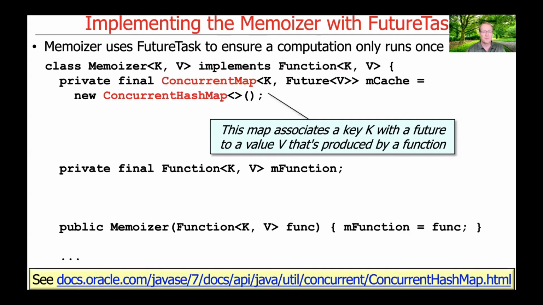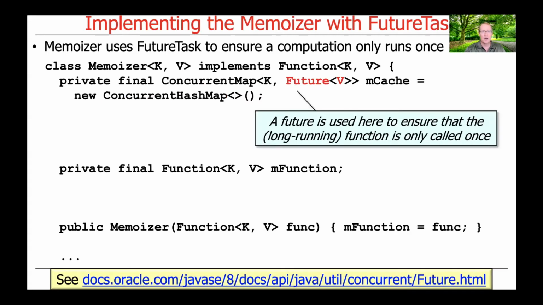I'll show you exactly how that works when we get to the application example in the next part of this lesson. We're going to have a field that will be a ConcurrentMap, implemented as ConcurrentHashMap. This map will ultimately associate a key of type K, which is generic, with a Future to a value V that's produced by a function. It's very important to remember that it's a Future, and you'll see why in a second. We use a Future to ensure that this long-running function is only called one time. We don't want it to be called multiple times, and the Future is exactly the thing we need to make all this work.